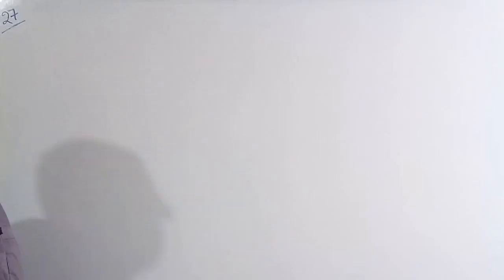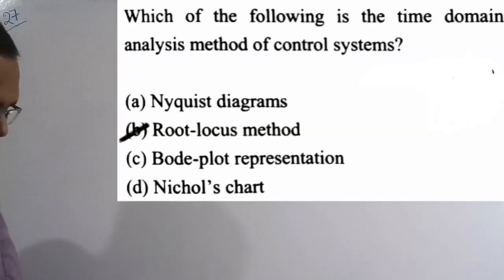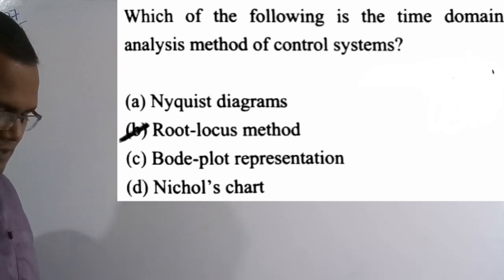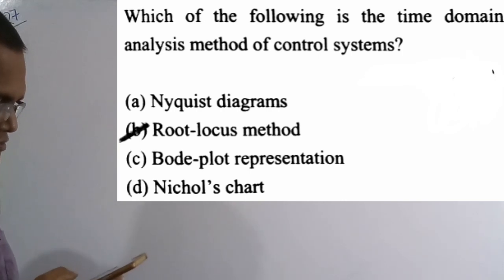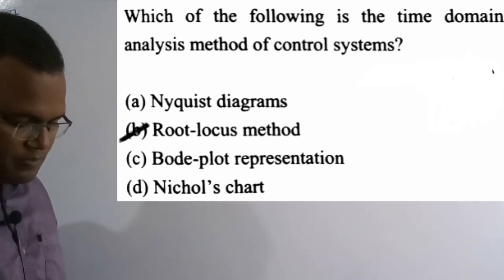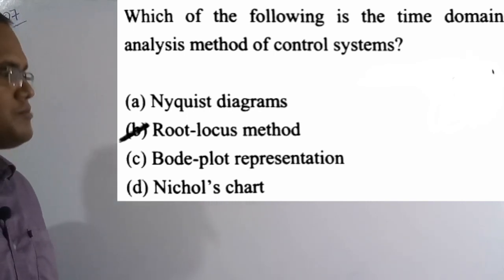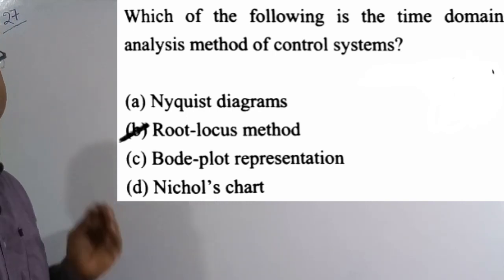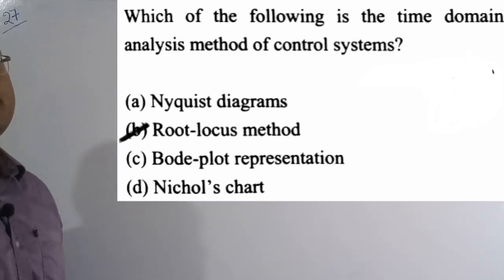Now we are going to solve the 27th question. See the question here: which of the following is the time domain analysis method of control system? We have to know which method is a time domain analysis. So what are the four options? Option B, root locus method, is the correct solution of this question, and now we'll discuss something more about this.